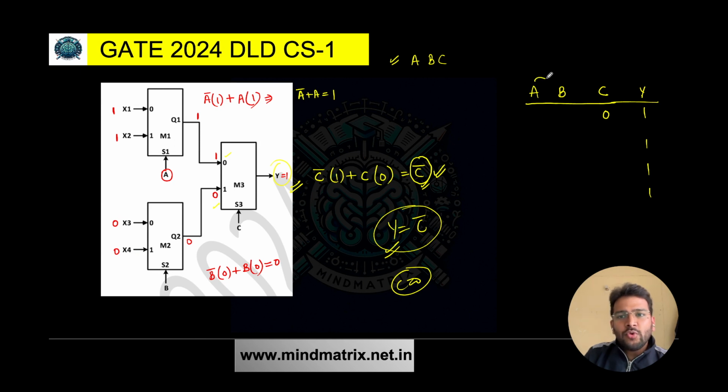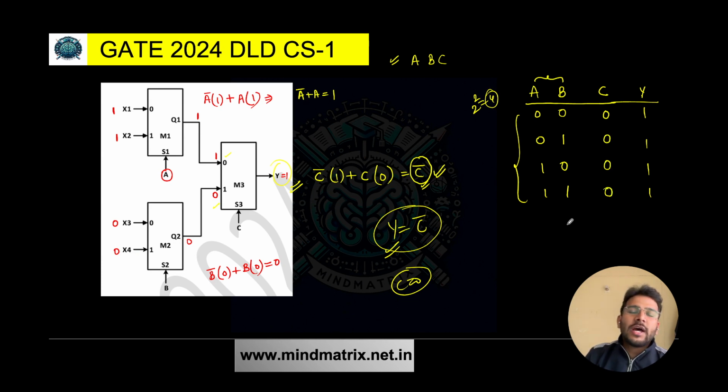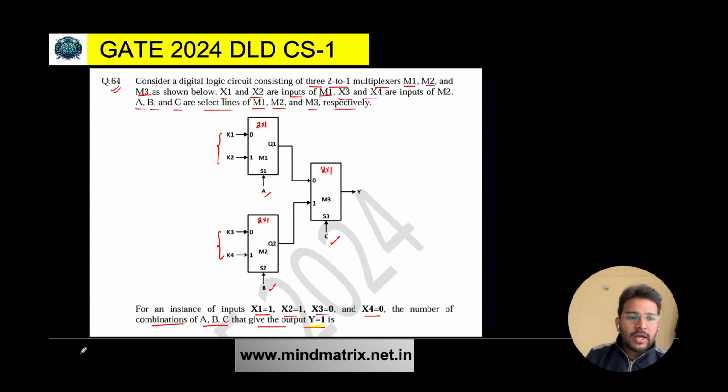If you have two variables, how many combinations are possible? 2 raised to the power 2, that means 4 combinations are possible. That is 0 0, 0 1, 1 0, and 1 1. These 4 are the combinations possible, and the value of C is always fixed, that is 0. So these are the possible combinations of A, B, and C. So total combinations are 4. The number of combinations of A, B, C that give the output Y equal to 1 is 4. So 4 is the correct answer for this question.